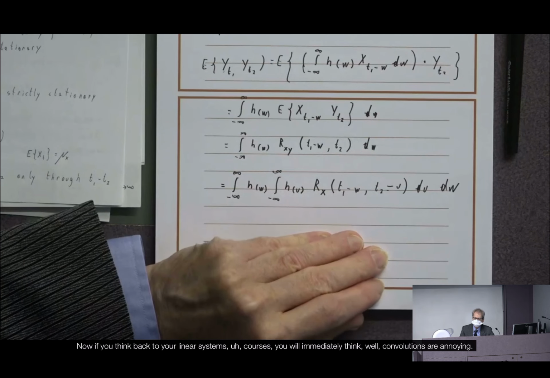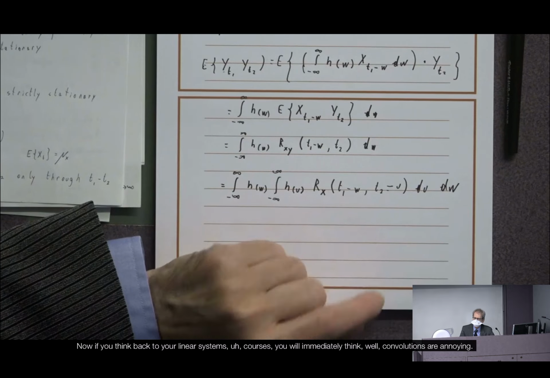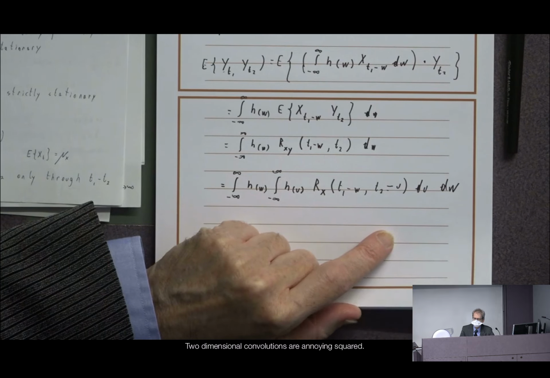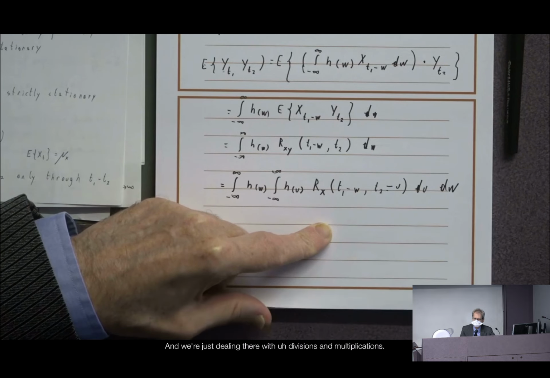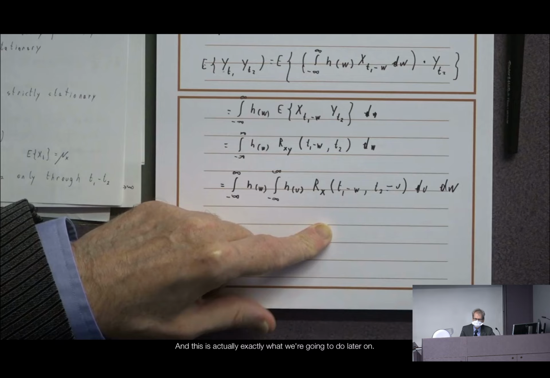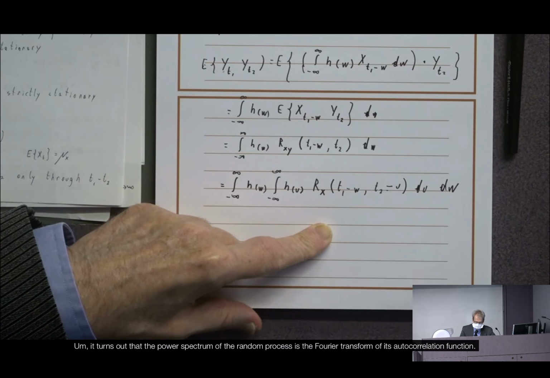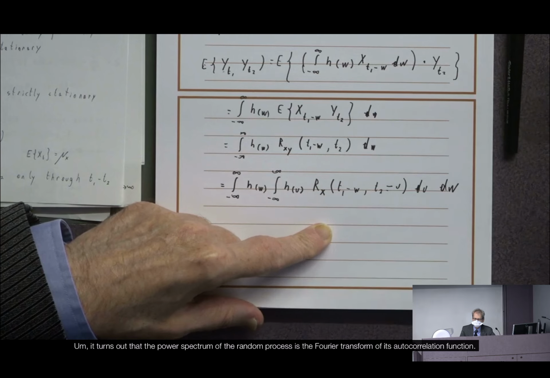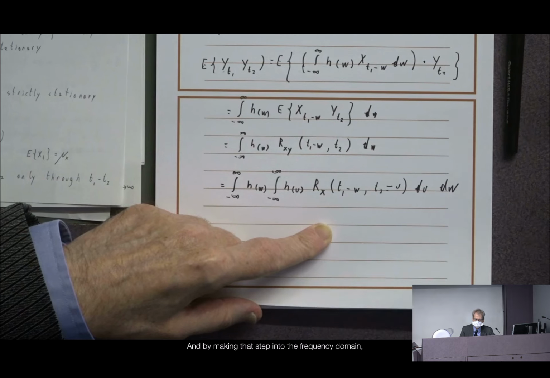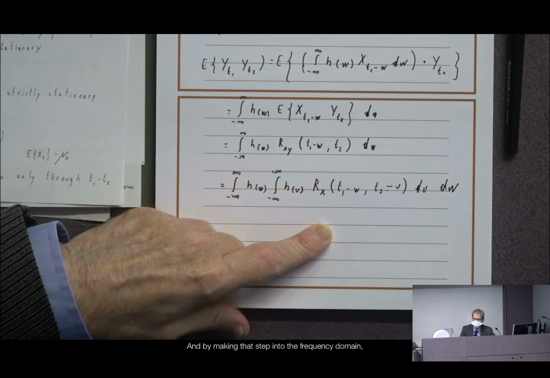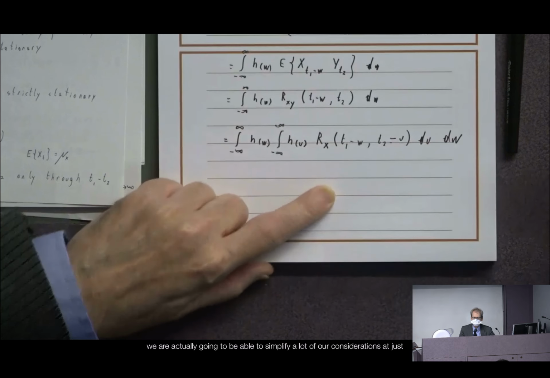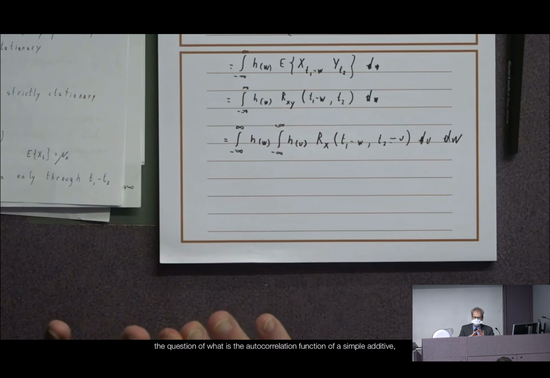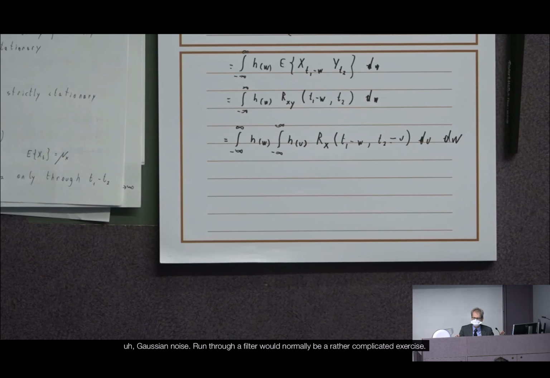Now, if you think back to your linear systems courses, you will immediately think, well, convolutions are annoying. Two-dimensional convolutions are annoying squared. And so how do we normally solve this in linear systems? Well, we go to the frequency domain, and we're just dealing there with divisions and multiplications. And this is actually exactly what we're going to do later on. It turns out that the power spectrum of a random process is the Fourier transform of its autocorrelation function. And by making that step into the frequency domain, we are going to be able to simplify a lot of our considerations.